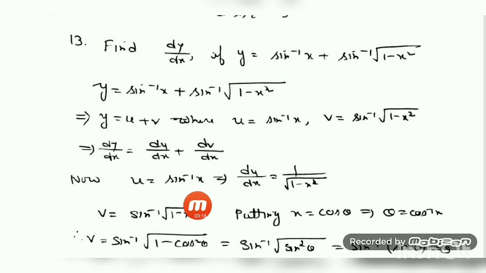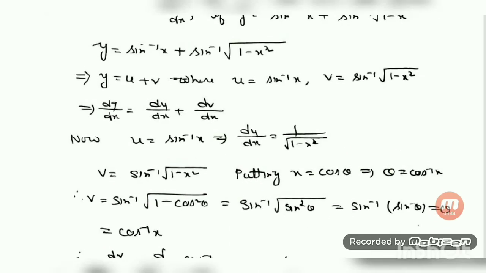So u is sin inverse of x. So du/dx is equal to what? The sin inverse of x formula is substituted directly. d/dx of sin inverse of x is 1 by under root 1 minus x square. But here, v is sin inverse of under root 1 minus x square. So this can be further simplified by putting x equal to sin theta or cos theta. I have used cos theta here just to get sin theta. So if I put x equal to cos theta, then theta will be cos inverse of x. Put it here, your v will be equal to sin inverse of under root 1 minus cos square theta, putting x equal to cos theta. Trigonometric substitution, you have to think yourself.